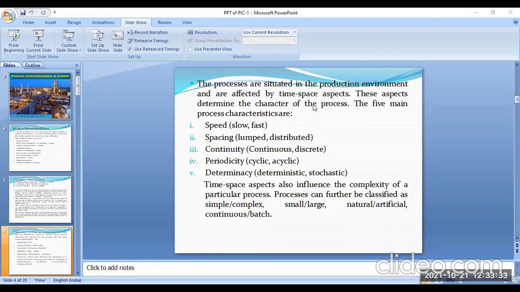A process is further classified into other categories: either a simple process or a complex process, a small process or a large process, a natural or an artificial process, and a continuous or a batch process. These are the classifications of the time-space aspects of the process industry.